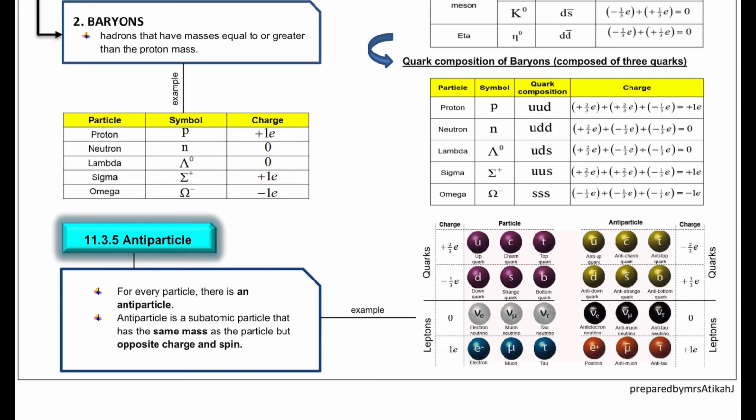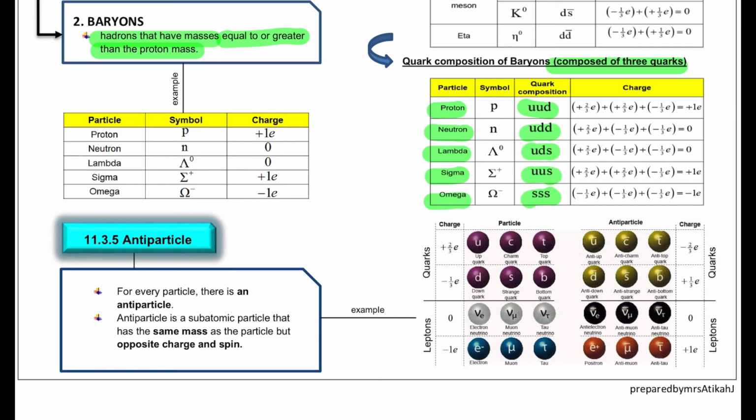Next is baryons, which are hadrons that have masses equal to or greater than the proton mass. The baryons are composed of 3 quarks, and all but 2 baryons are very unstable. They are the proton and the neutron. The examples of baryon particles are proton, neutron, lambda, sigma, and omega. As you can see, all of them are made up of 3 quarks.